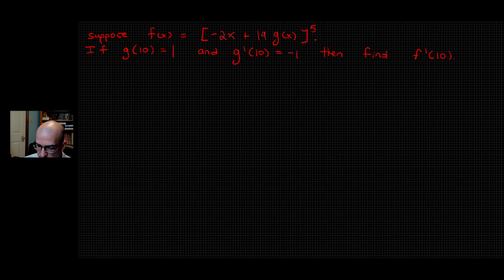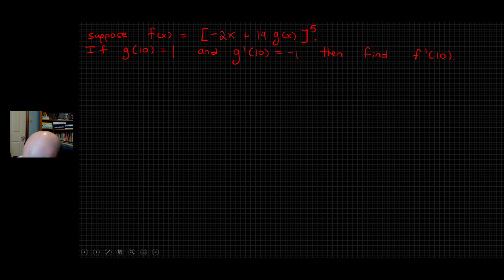Next question. We have a scary looking function. F of x is a bunch of stuff all raised to the power of 5, negative 2x plus 19 g of x, power 5. So g of x is unknown, it's a mystery function, but we do have some information about it. We know that g of 10 is equal to 1 and g prime of 10 is equal to negative 1. The question wants us to find f prime of 10.